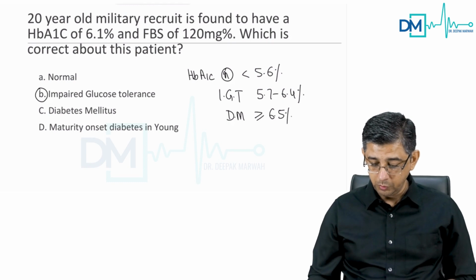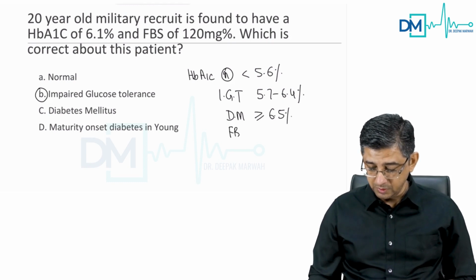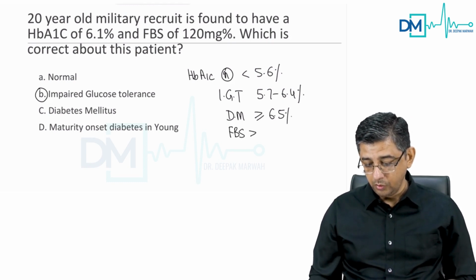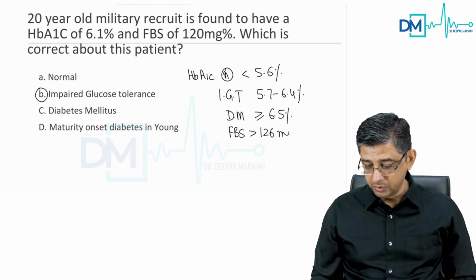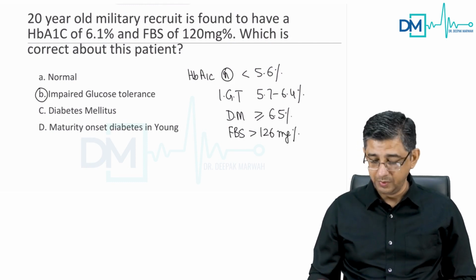Diabetes mellitus is said to be present when HbA1c is more than 6.5, or for that matter, fasting blood sugar is more than 126 milligram percent.